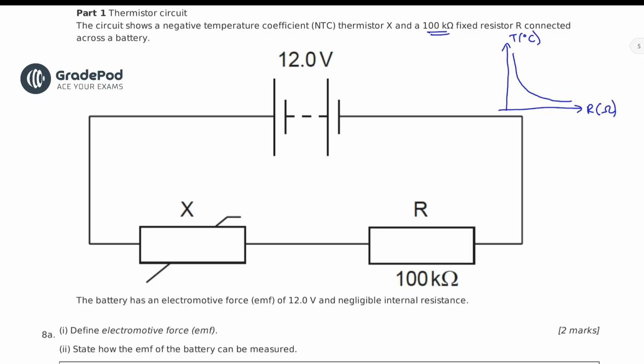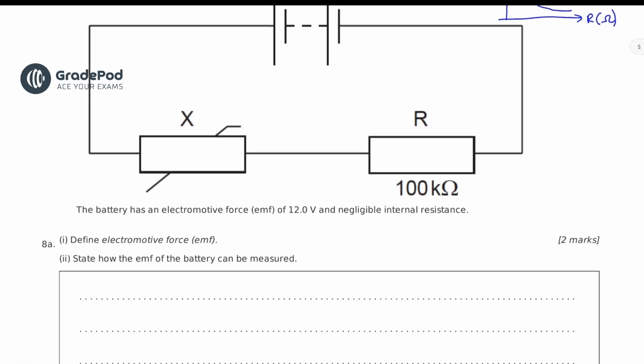So whenever I see something about a thermistor, I draw that graph. The battery has an electromotive force of 12 volts and negligible internal resistance. Define electromotive force. We'll write it here: total energy per unit charge made available by the chemical reaction in the battery.